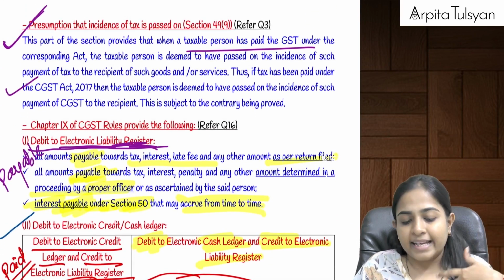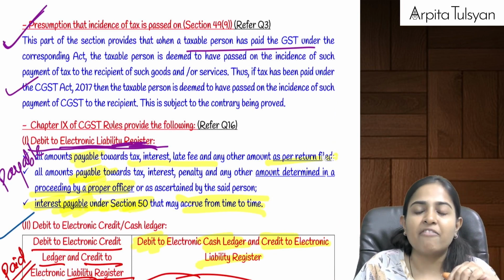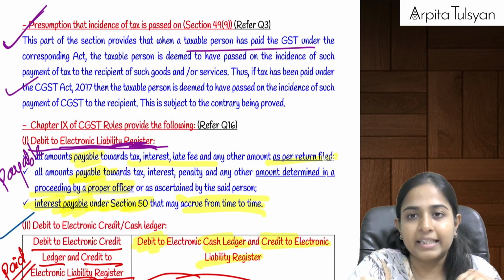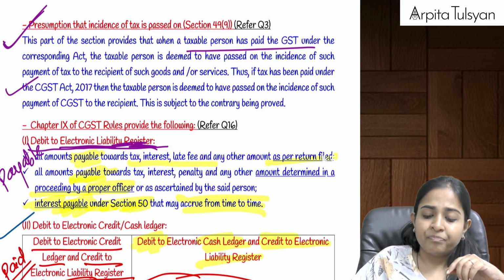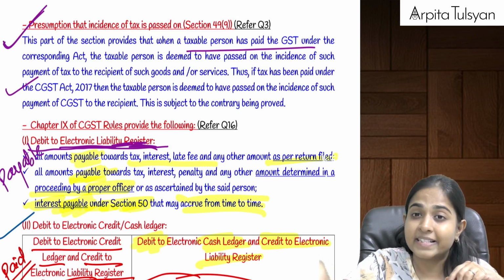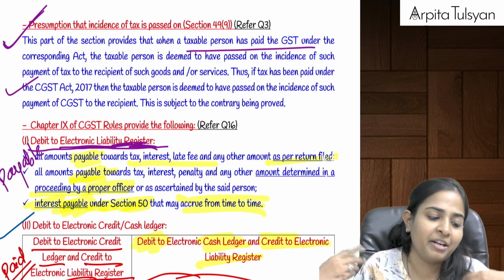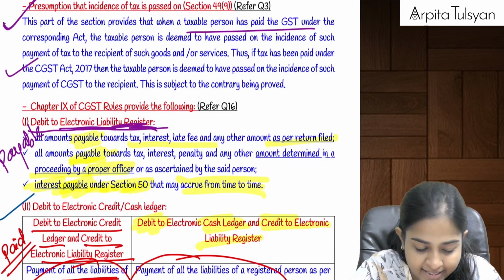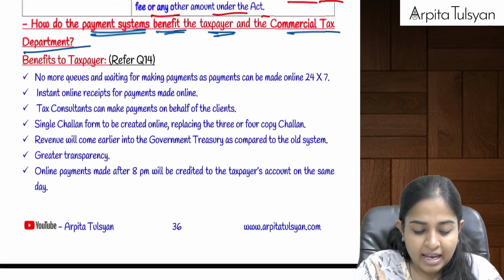Yes. Then there is an assumption that once we have paid tax under GST, the benefit of that has been passed on to the other person, that is, to the recipient of such goods or services. If we pay the tax, the recipient of such goods or services receives the input tax credit of the same. Are you clear with this?